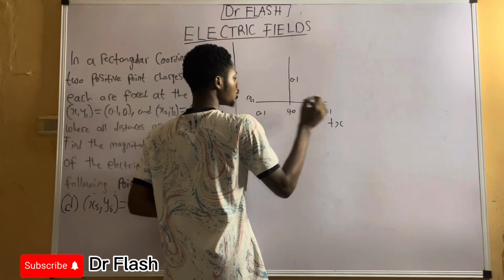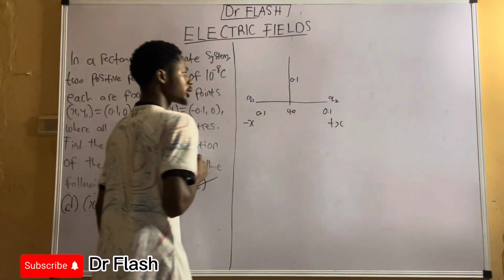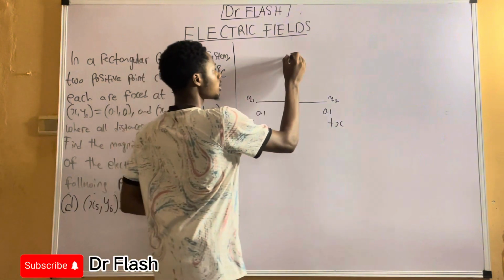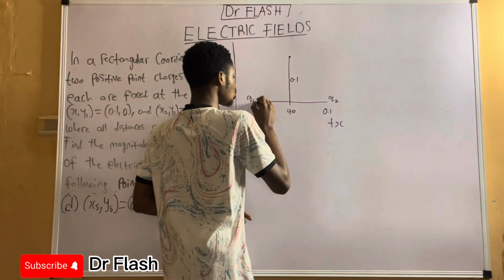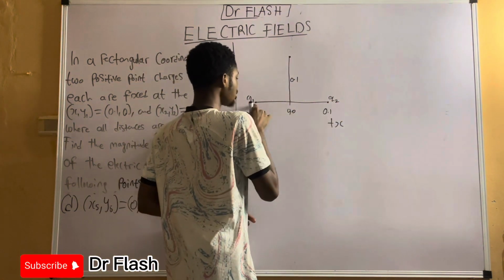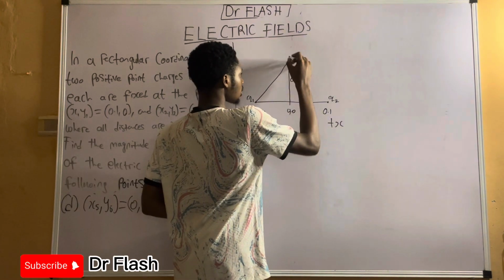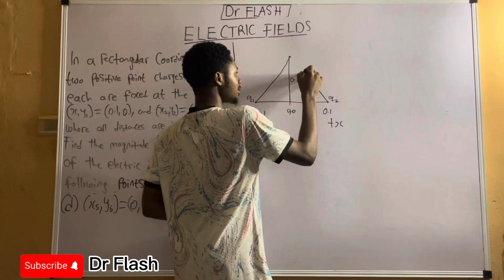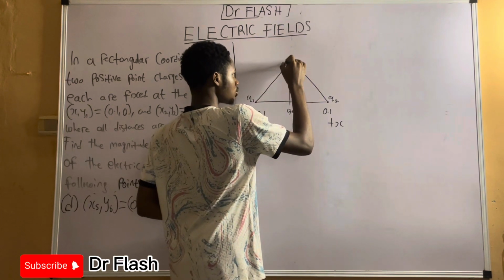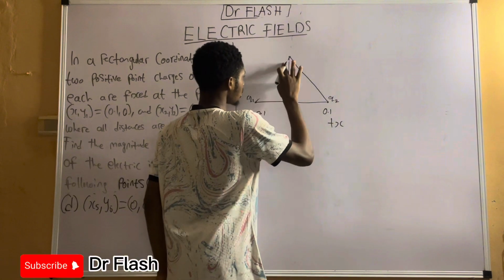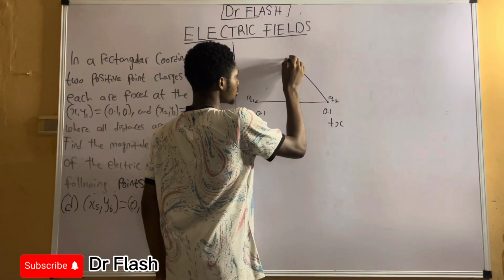So we're having a charge q1, charge q2. Now I want to find the electric field strength or intensity at this point. So if we trace it for this q1, we're going to have something like this. For this q2, we're going to have something like this. Take note that the diagram is not drawn to scale.